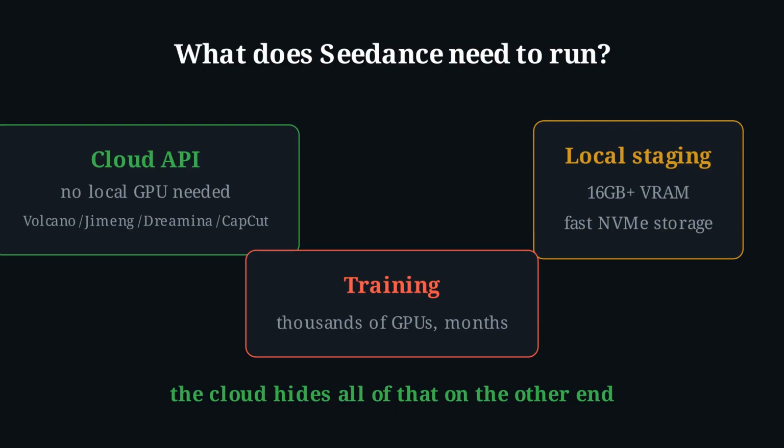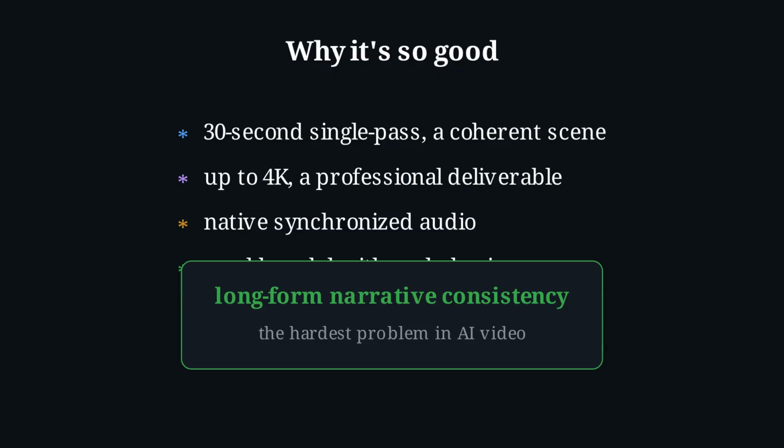Now the payoff! Why is Seedance considered so good? Stack the wins. Native 30-second single-pass generation so it can complete a coherent scene instead of a fragment. Up to 4K resolution, which is a professional deliverable, not a thumbnail. Native synchronized audio generated with the picture, not bolted on later. And a world model with real physics, so fluids flow, cloth drapes, and crowds move with believable mass and momentum. Together, these add up to long-form narrative consistency, the thing that has historically been the hardest problem in AI video.